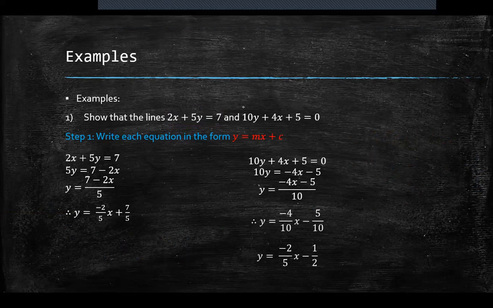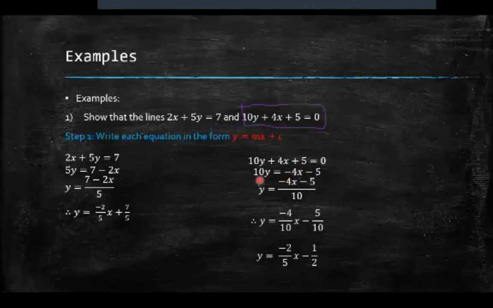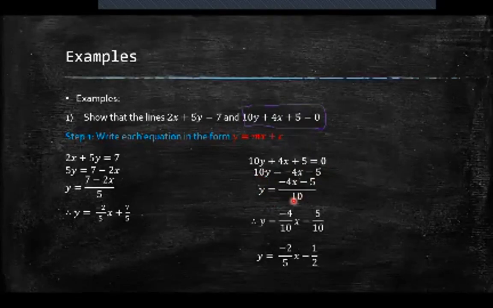And then my next equation, 10y plus 4x plus 5 equals 0. Same transposing, we're trying to make y the subject of the formula to get it in the form y is equal to mx plus c. So for 10y, I carry across the 4x and the 5, so 10y is equal to minus 4x minus 5. This is just transposing, right? 10 on this side, divide on this side, so y is equal to minus 4x minus 5 on 10.